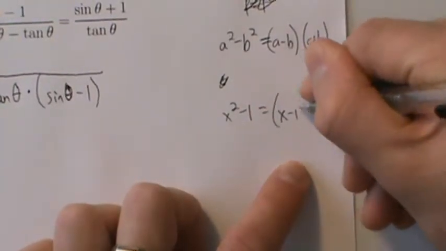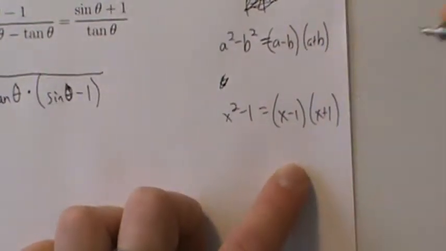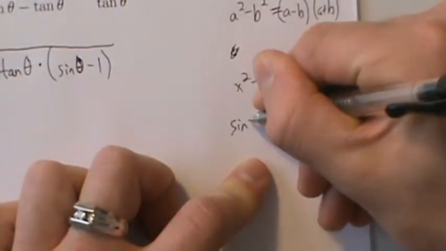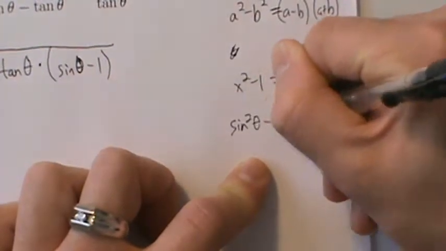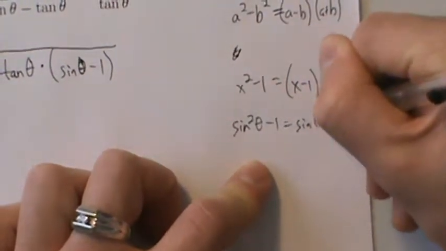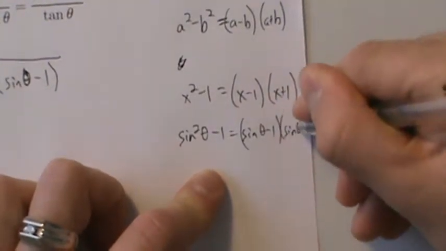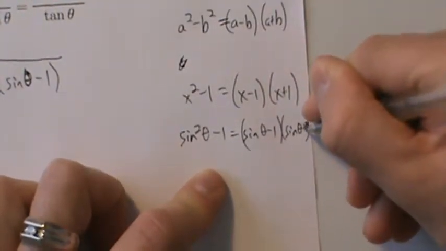So it's x minus 1 times x plus 1. Okay. So here we don't have x, we have sine of theta. Okay, but what changes? Absolutely nothing changes. So sine squared of theta minus 1, that's the same thing as sine of theta minus 1, okay, times sine of theta plus 1. Really squishing that in here.